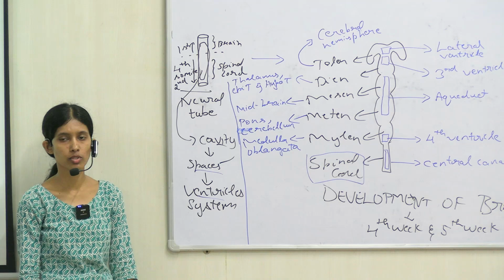Okay, any doubts? Okay, in which week we can see the development of your brain? Starting from which week? From the 4th week to 5th week. Okay, so at what somoid level the neural folding takes place? At the 4th somoid level. Your neural plate will first fuse at the 4th somoid level. Okay, then it will fuse in the cranial part first, followed by the caudal part.